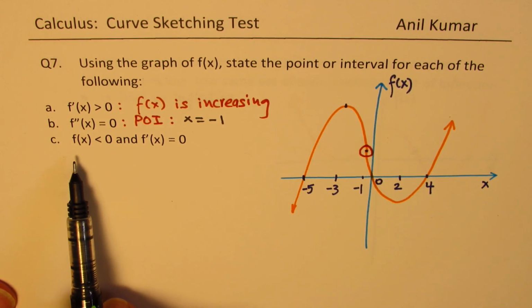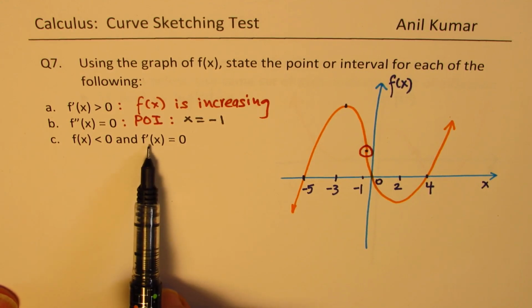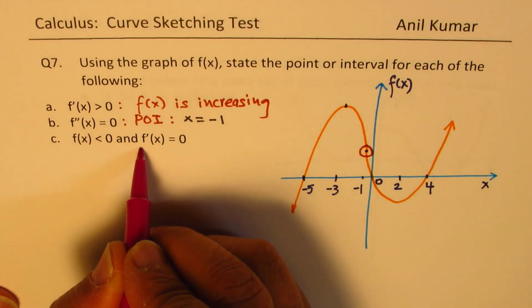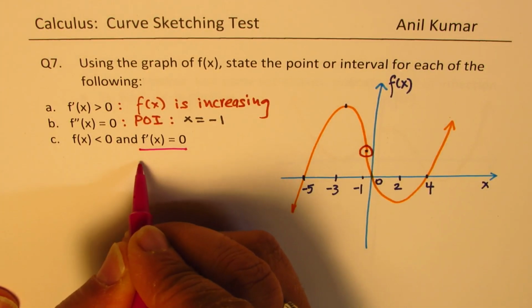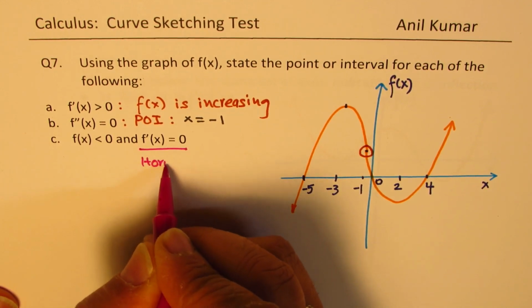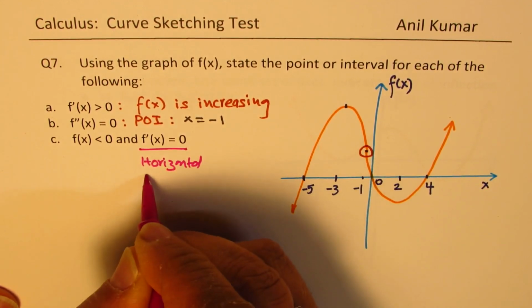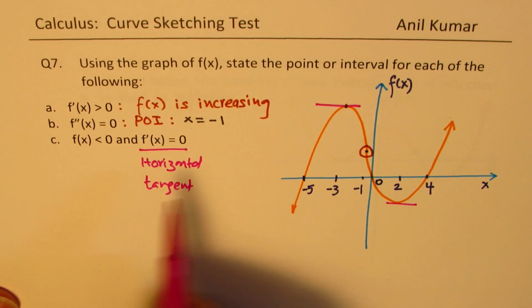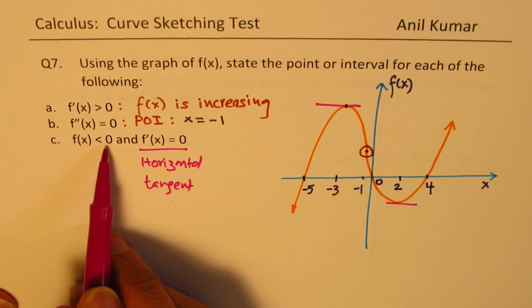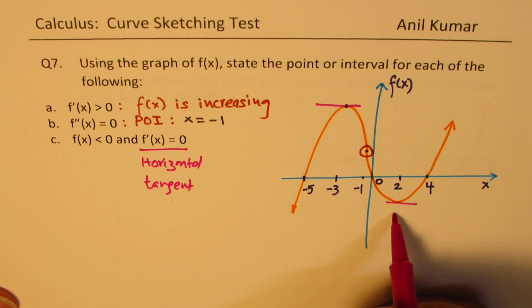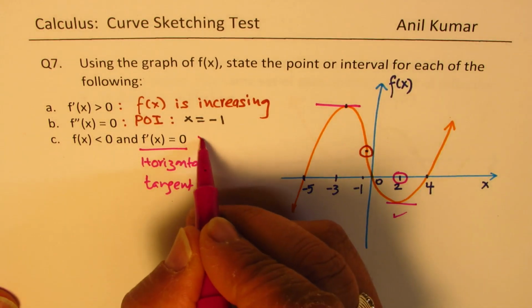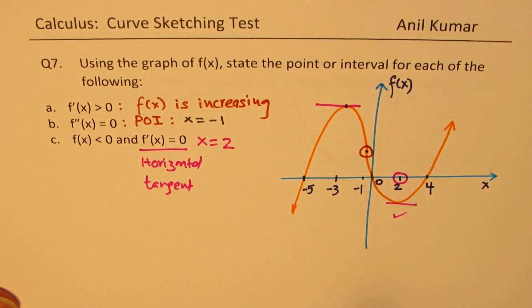Okay. Now, next, f of x is less than 0 and the derivative is equal to 0. Now, derivative equals 0 means horizontal tangent, right? This means horizontal tangent. So we have two horizontal tangents in this graph. Now we want to figure out when is the function negative. So the function is negative here, correct? So the point is at x equals 2, right? So we have here x equals 2. Is that clear to you?